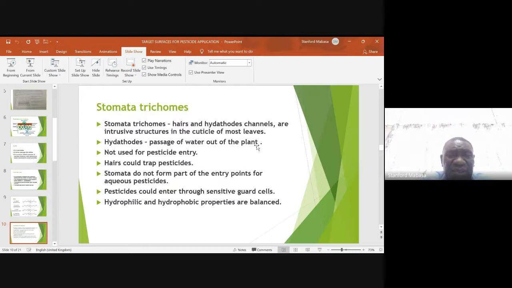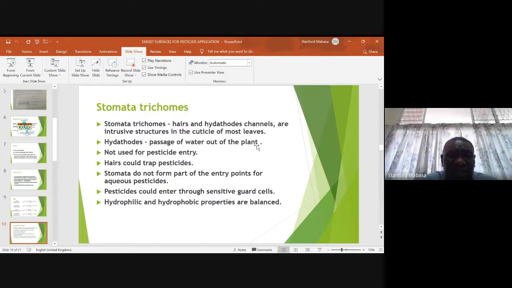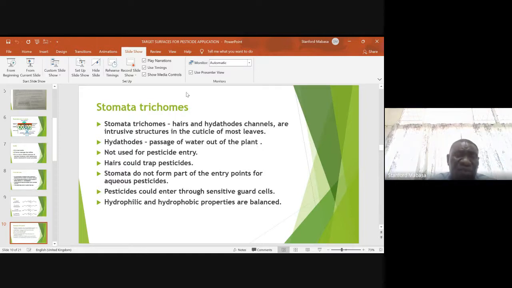Within this structure, we have what are known as stomata and trichomes. Trichomes are hairs, and hydathodes are channels. These are just passages within the cuticle. As for the hydathodes, they can only allow water out of the plant. They cannot be used as an entry point by the pesticides.